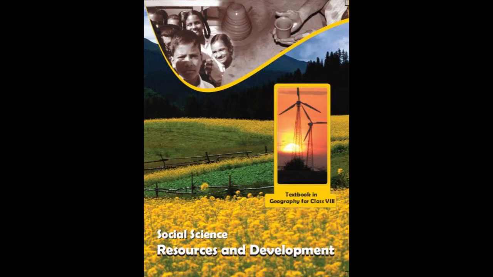Chapter 2: Land, Soil, Water, Natural Vegetation and Wildlife Resources. In a small village in Tanzania, Africa, Mamba gets up very early in the morning to fetch water. She has to walk a long way and return after a few hours. She then helps her mother in the house and joins her brother in taking care of their goats.